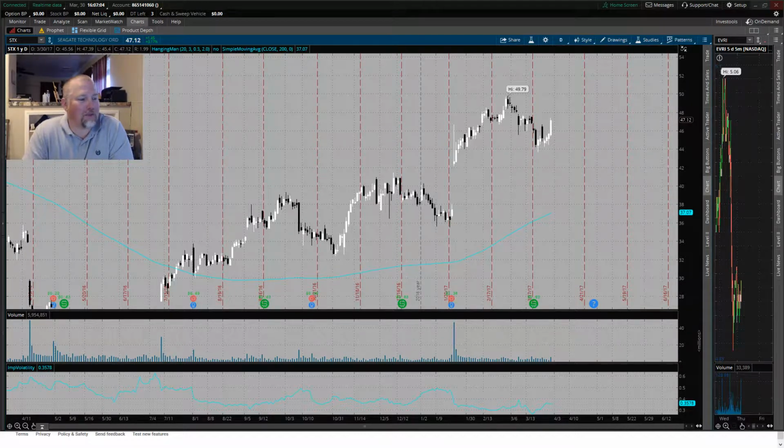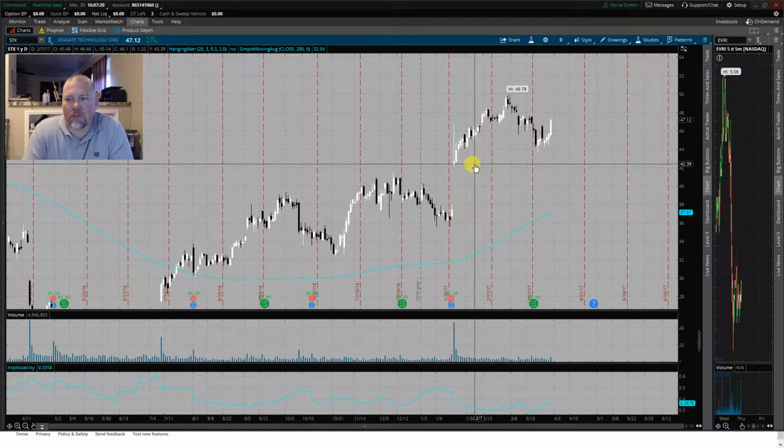All right, hey man, I'm experimenting with this, and I'm going to see what I can do here to look at this. I just got home a few minutes ago, and pulled up STX for you here on the upper left. I don't know what trading platform you're using. This is Thinkorswim.